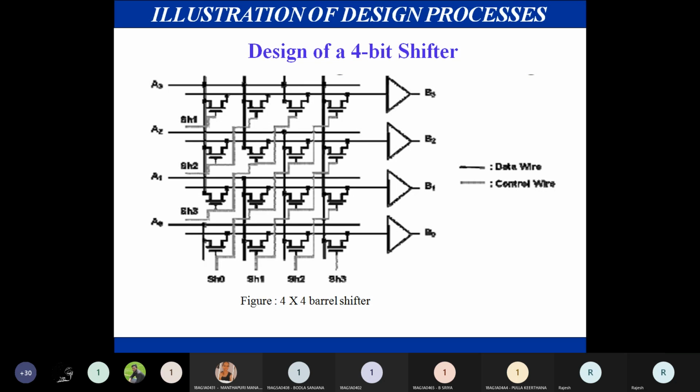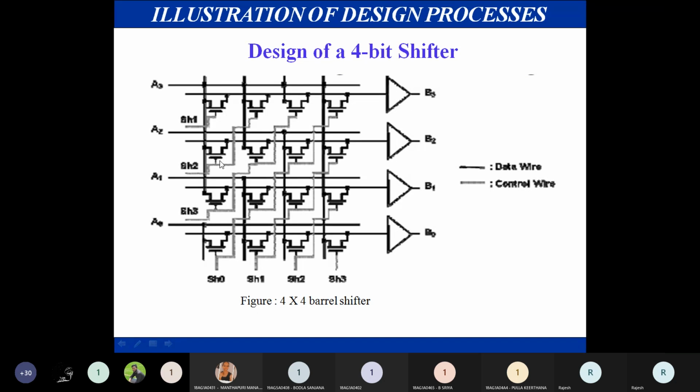This is the design of a 4x4 barrel shifter, which is to be covered in further classes. So we'll see the explanation of the barrel shifter in further classes. We'll again listen to these topics, whatever we covered till now. You can see here horizontally the inputs, and at the output side there is a buffer, then B3, B2, B1, B0. This is the design of a barrel shifter.